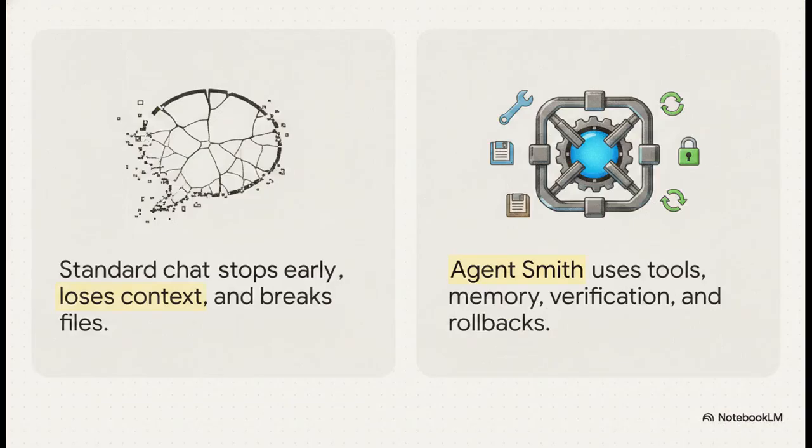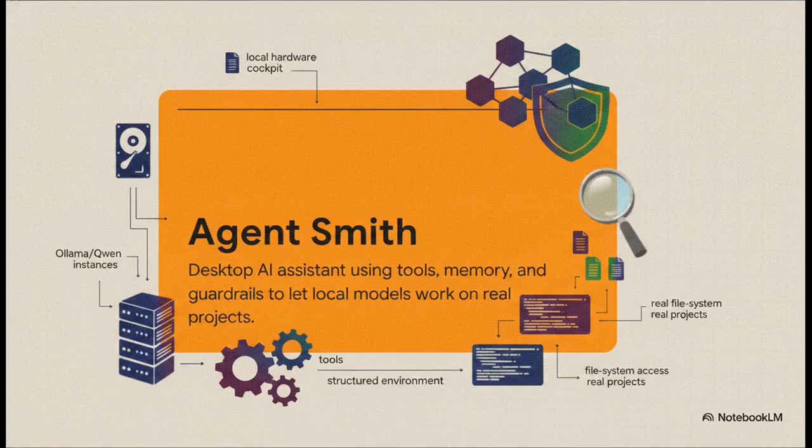So let's contrast that standard AI chat, which, let's be honest, is usually just a thin wrapper around an LLM that gives up early, loses context, and breaks your files, with Agent Smith. Agent Smith tackles this by wrapping local AI models in a rigid, deterministic harness. Instead of just chatting back and forth, it gives the AI real, tangible tools, persistent memory, automated verification, and instant rollback capabilities.